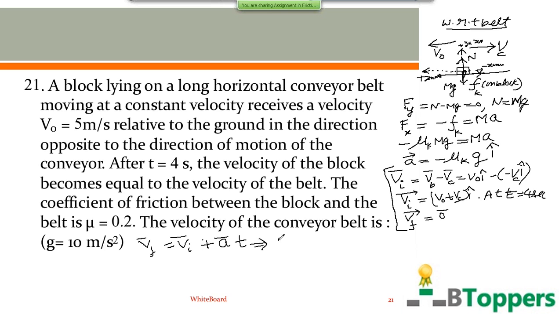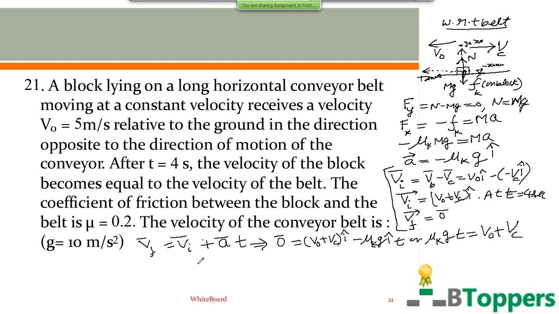So the final velocity of the block relative to the conveyor belt is 0. Initial velocity equals v naught plus vc into i cap. The acceleration of the block is equal to minus mu k into g i cap, into t. So you get mu k into g into t equal to v naught plus vc.